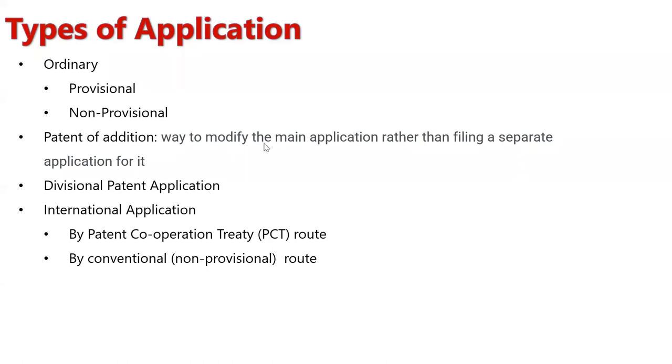Divisional patent application. A divisional patent application is again a revised version. For example, I filed the patent application, but later I found that I should add some more inventive steps or some additional claims. So I can file a divisional patent application, in which all the claims and everything that I wrote in my main application will be there.